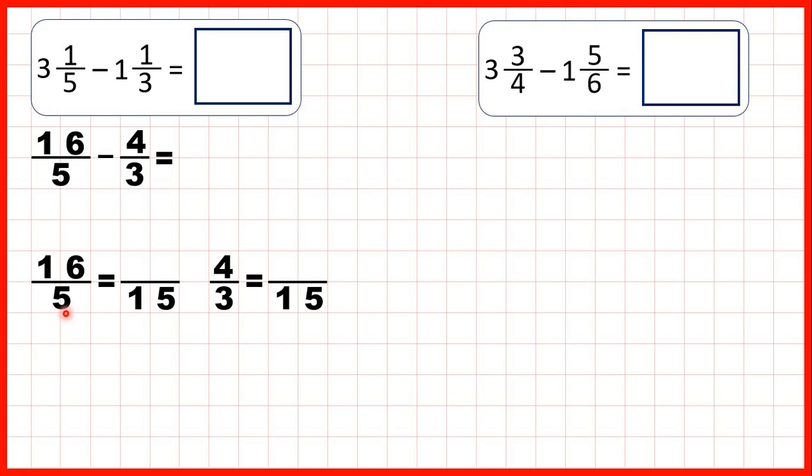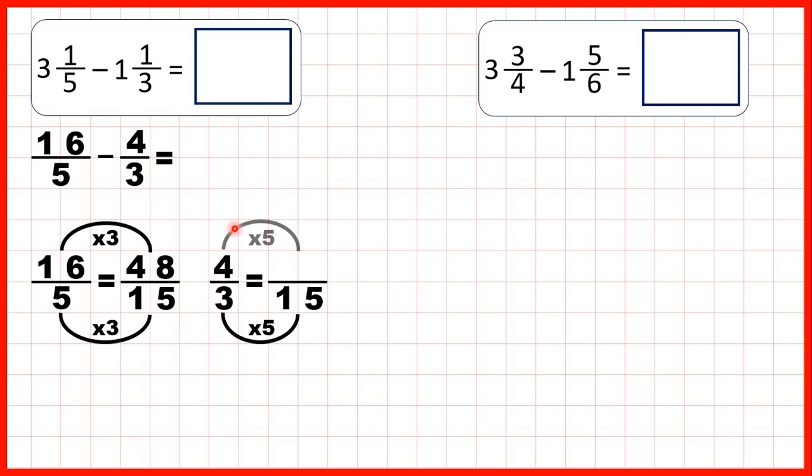We use multiplication to find equivalent fractions, and 5 times 3 is 15, and what we do to the denominator, we need to do to the numerator as well. Now for 16 times 3, you might need to use short multiplication to work it out, but that's 48. Then 3 times 5 is 15, and 4 times 5 is 20.